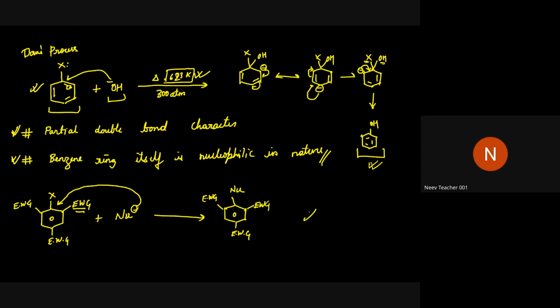Okay, so this reaction is going to happen even at room temperature. Which is the best electron withdrawing group we know? The best electron withdrawing group we know is NO2. So if it is NO2, then this reaction is going to happen even at room temperature. This is what is going to happen in the reaction.